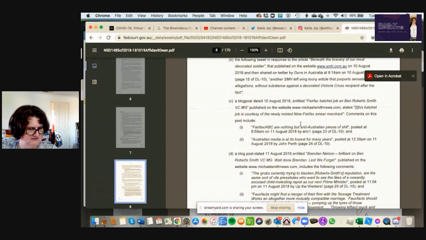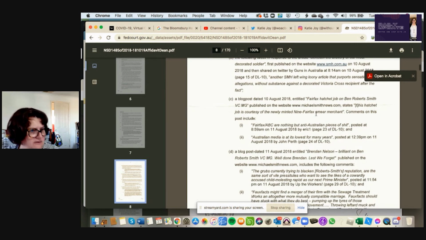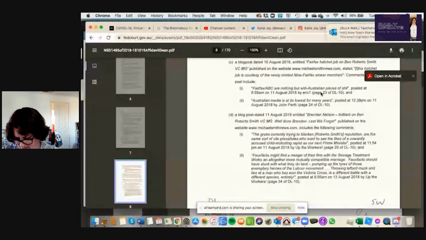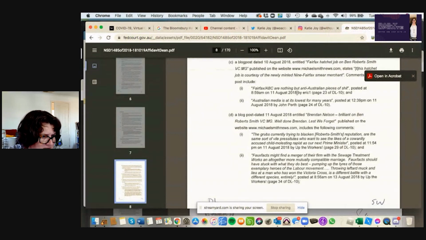A blog post dated 10th of August 2018 titled "Fairfax Hatchet Job on Ben Roberts-Smith VC MG," published on the website Michael Smith News: "This hatchet job courtesy of the newly minted Nine Fairfax smear merchant." Comments on this post included, "Fairfax, ABC, nothing but anti-Australian pieces of you-know-what. Australian media is at its lowest for many years."